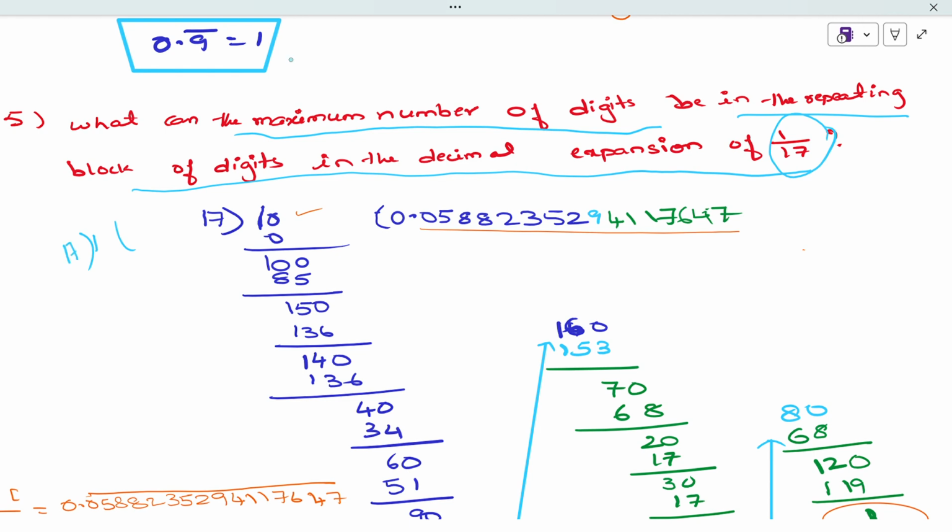1 is a small number, so we can place one more 0 here and take this as 10. 17 zeros are 0, so what are you getting here? 10. Now we place the decimal point here and one more 0, and you get 100. 17 fives are 85.